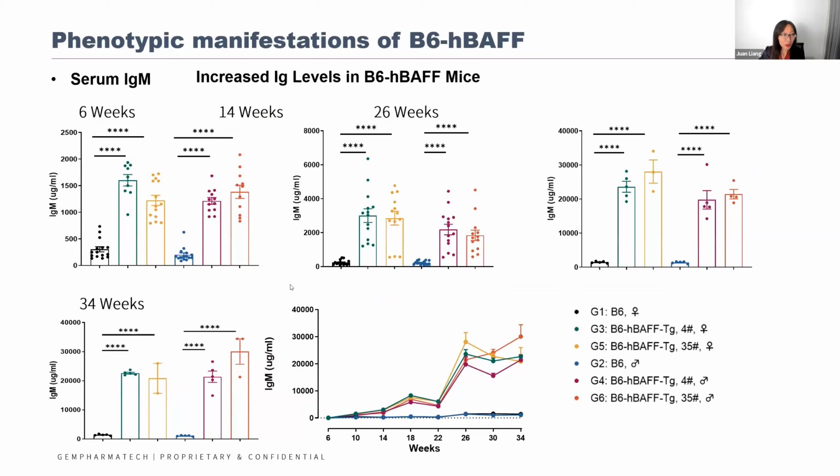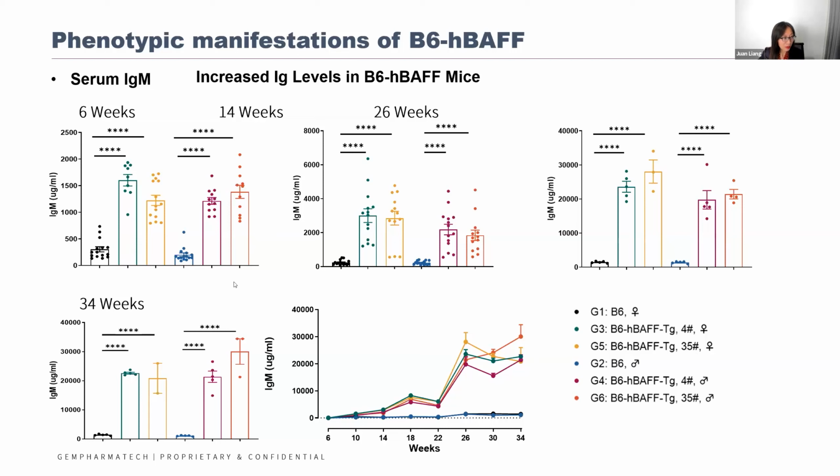We have generated two different lines of the BAFF TG mice. And in these BAFF TG mice, we first examined the level of antibodies in the serum. The first three groups are the female groups, and the other three groups are the male groups. The black one is the B6 control mice. This one is the BAFF TG line 4 mice. This is the line 35 TG mice. Similarly, B6 control mice, line 4 TG mice, line 35 TG mice.